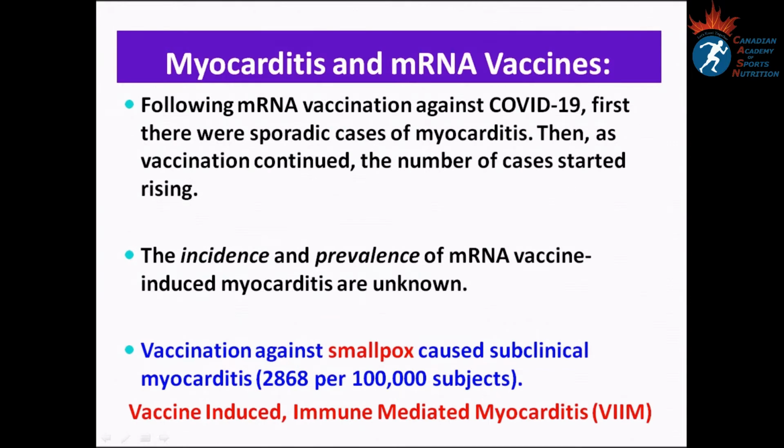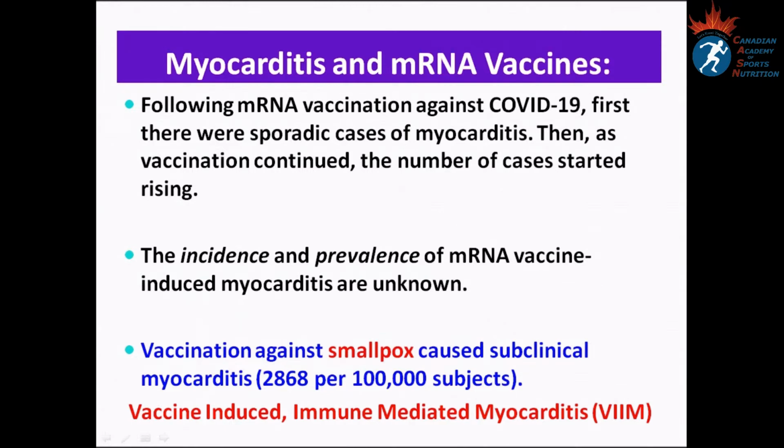Myocarditis and mRNA vaccines. After starting vaccinating people against COVID-19 with mRNA vaccines, at first there were sporadic cases of myocarditis. Then, as vaccination continued, the number of cases started rising. Up to this moment, we do not know exactly the incidence and prevalence of myocarditis from mRNA vaccines. Actually, mRNA vaccination is not the only one that has caused myocarditis in the history of medicine. When you review medical literature, you can find that vaccination against smallpox also caused subclinical myocarditis, 2,868 cases per 100,000 subjects. This is why some experts believe that vaccine-induced immune-mediated myocarditis might be the right term to use.